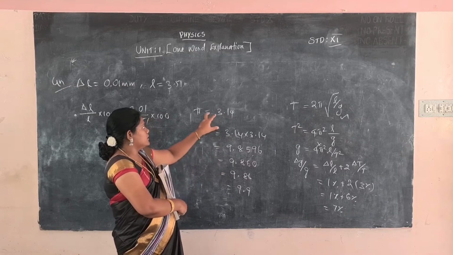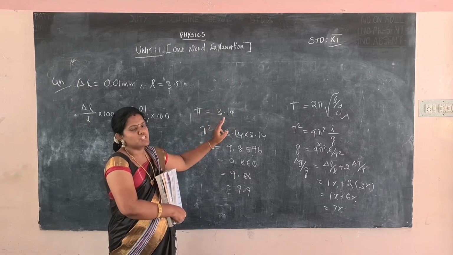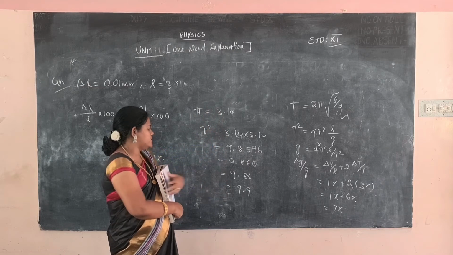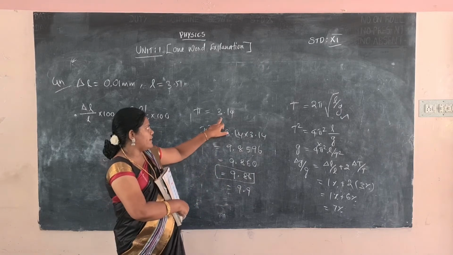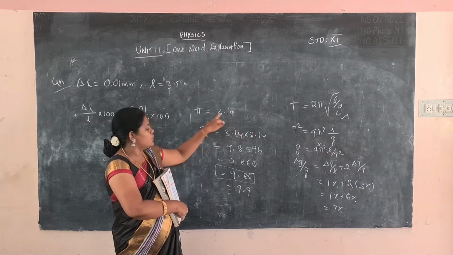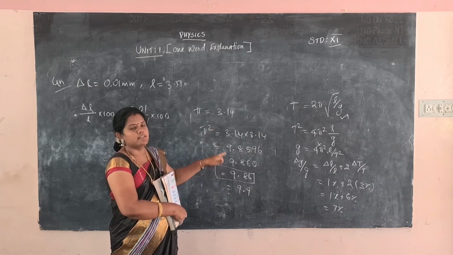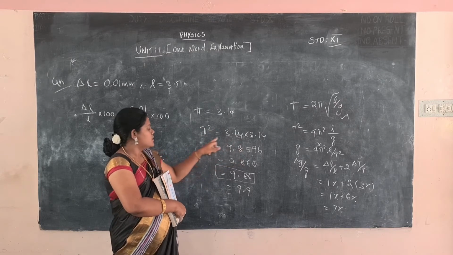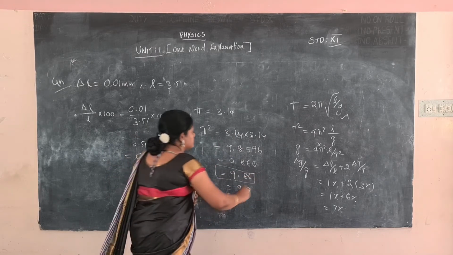Because the given value 3.14 is in 3 digits, you have to mention the answer also in 3 digits. What's the 3 digit answer? That is 9.86. Here in the question the pi value is given in 3 digits, so you have to mention the pi square value in 3 significant figures. So 3 significant figures is 9.86. This is the correct answer.